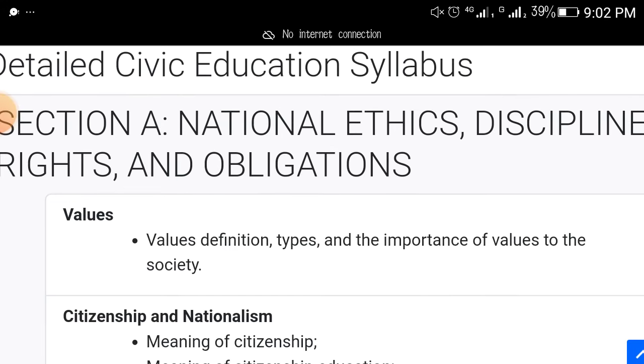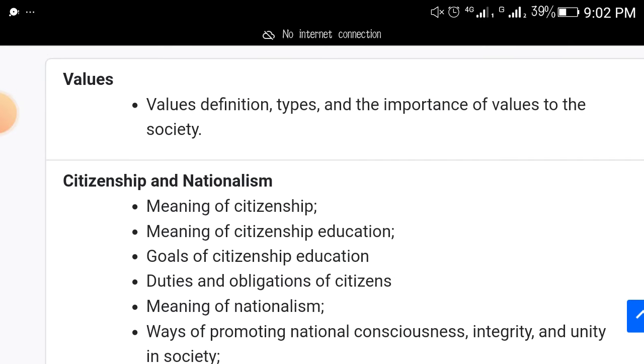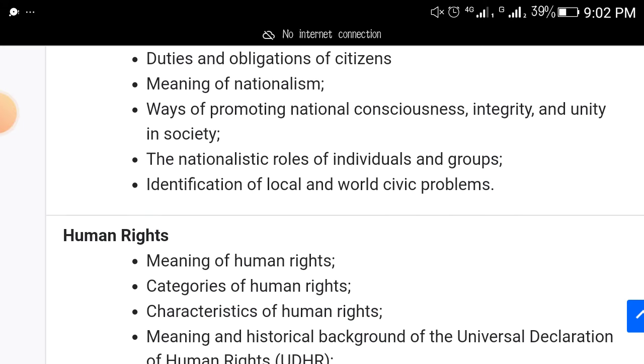Under that, we have values. So you should just read up the definition of values, types of values, and the importance of values to the society. Then the next topic is citizenship and nationalism. So basically, you need to study the meaning of citizenship education, goals of citizenship education, duties and obligations of citizens, meaning of nationalism, ways of promoting national consciousness, integrity, unity in society, the nationalistic roles of individuals and groups, and identification of local and world civic problems.